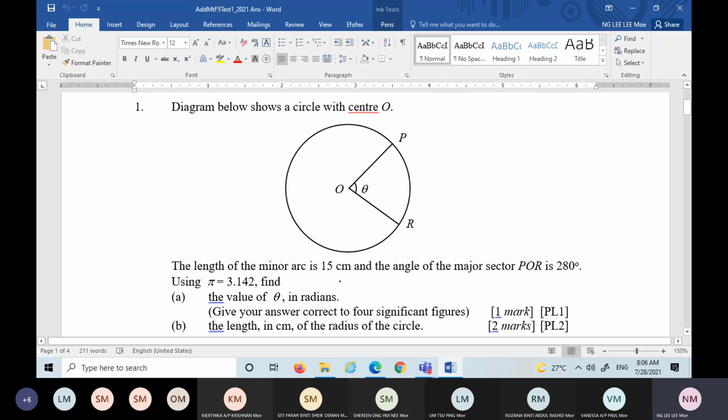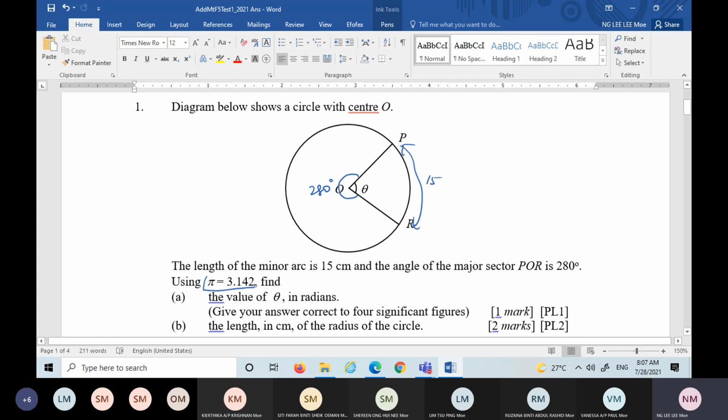Okay, the length of the minor arc is 15. Minor arc means this arc is the smaller one. This is 15 centimeter. And the angle of the major sector POR. Major sector means this side, the bigger one. So this is 280 degree. Use pi as 3.142.